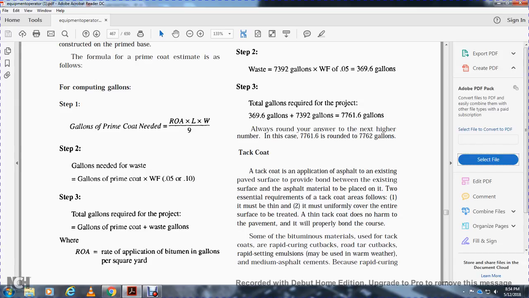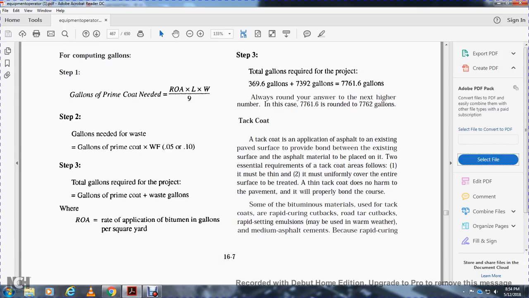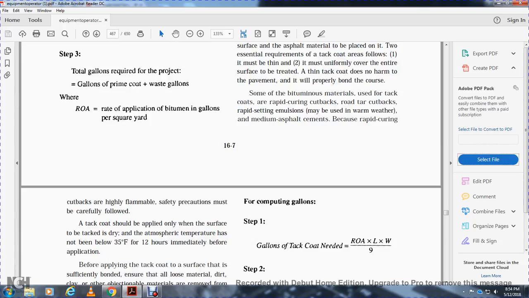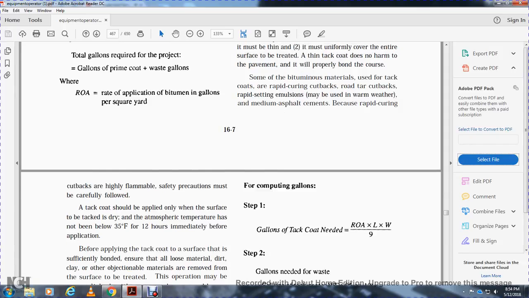In warm weather, medium asphalt cements are required because of the rapid curing. Cutbacks are highly flammable, so safety precautions must be carefully followed. Tack coats should be applied only when the surface is dry and the atmospheric temperature has not been below 35 degrees for 12 hours immediately before the application.